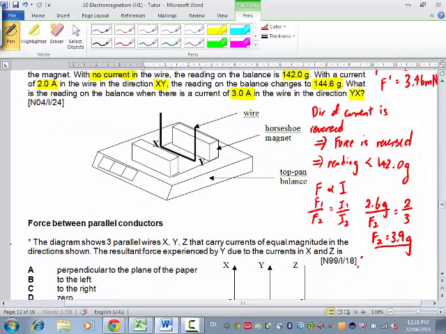So the reading will be 142 minus 3.9, which is 138.1 grams. That's the new reading.